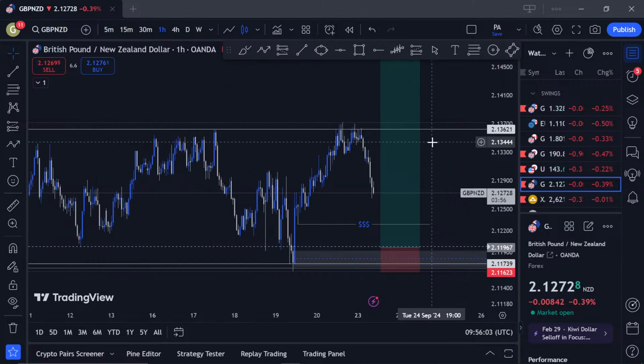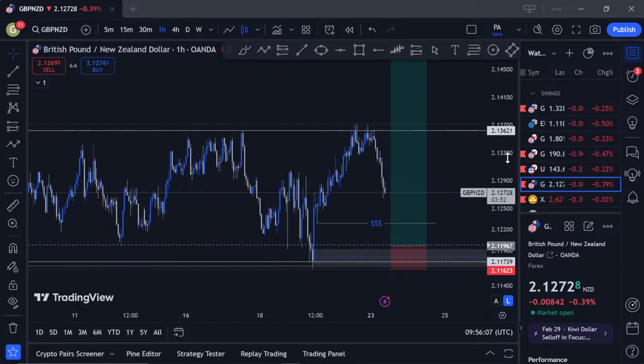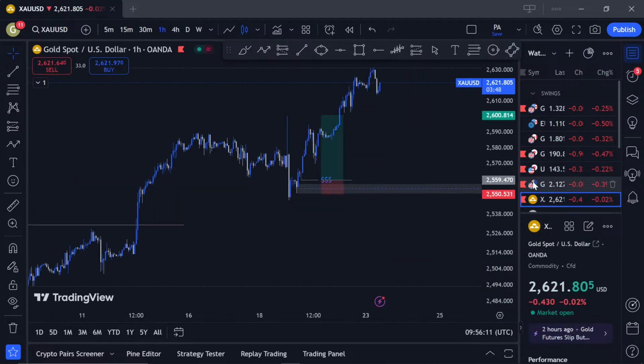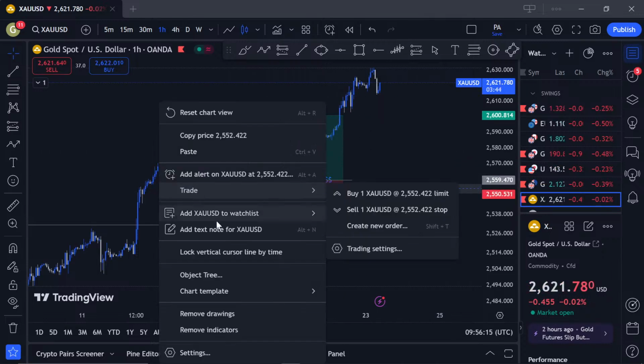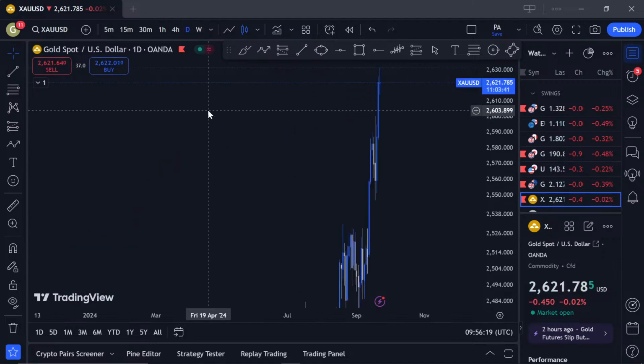So if you've been trading GBP NZD for a long time, you know that 80 pips in GBP NZD is something that can happen within a few minutes. Now next up is gold. Gold actually avoided our entry last week, so I'm just going to clear it all off. Now come back to the daily time frame.